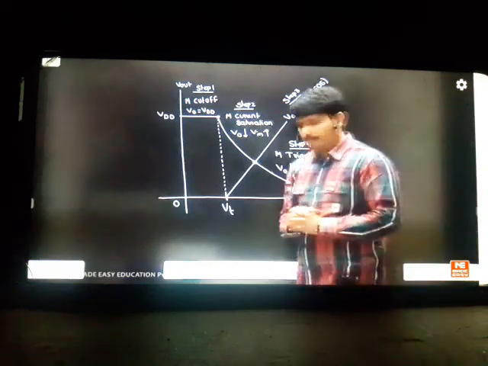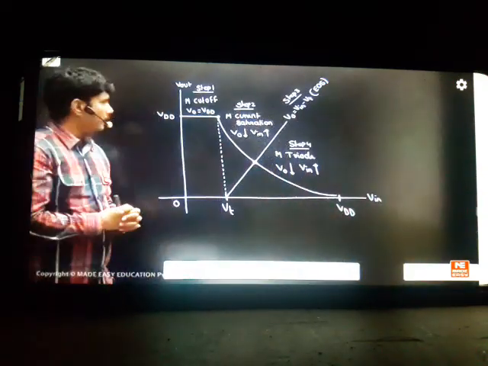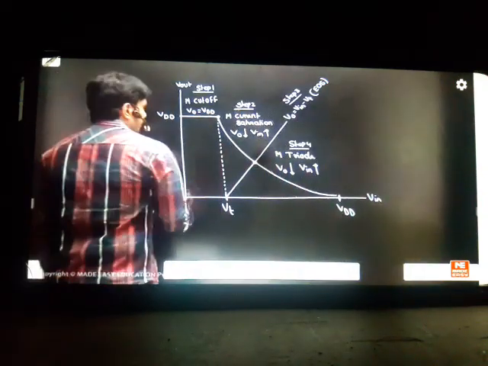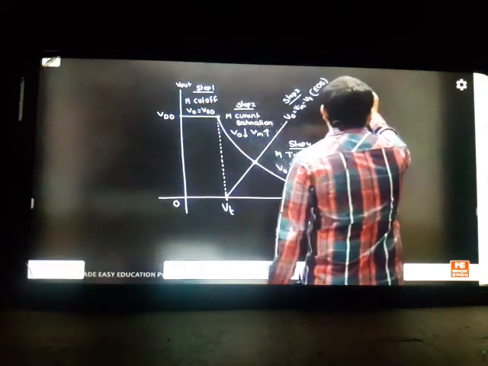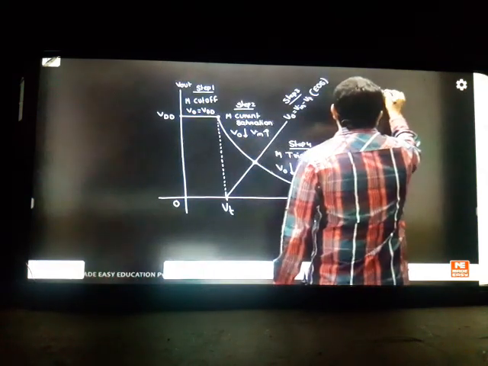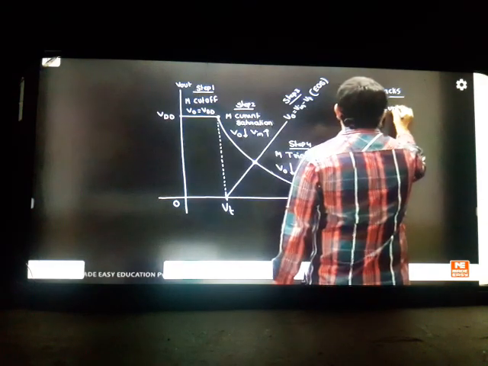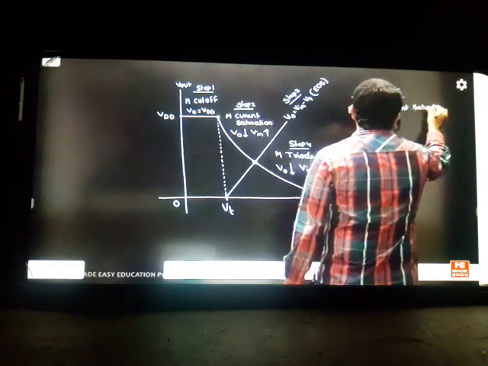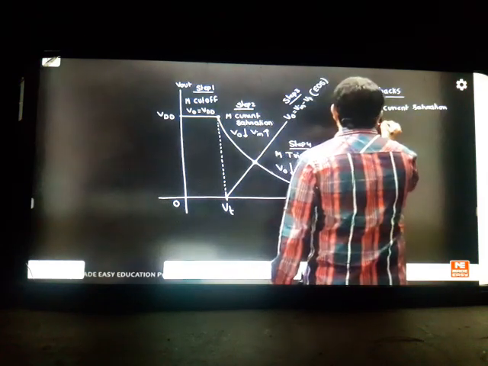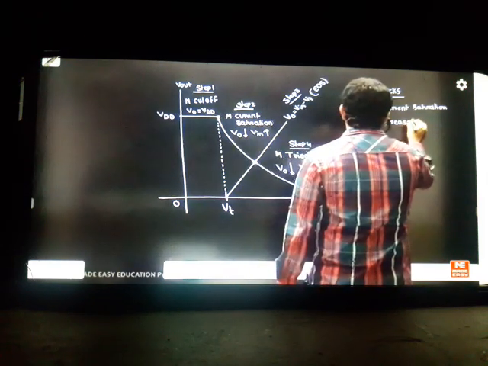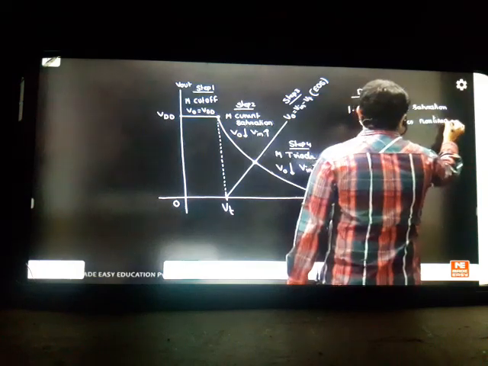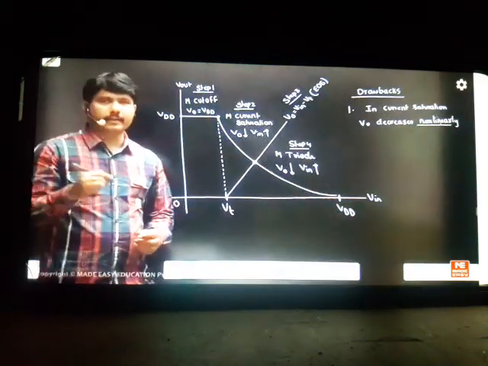What is the meaning of active load? I'll explain. Passive loads are not good because the transition is non-linear here. First drawback, in current saturation, V0 decreases non-linearly. This is one drawback. We should not fall non-linearly, we have to fall vertically. That is called falling linearly.